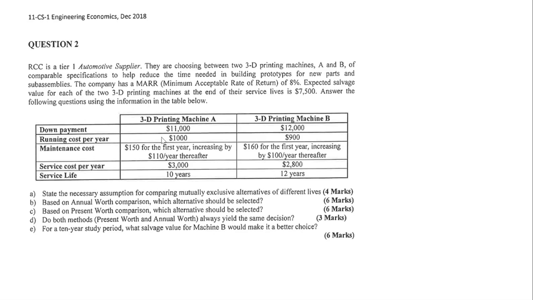According to the table, we can see that they have different service lives, 10 years and 12 years. The down payment is different, the running cost is different, the maintenance cost is different, and the service cost is different. So now let's solve the question. In part A: state the necessary assumption for comparing mutually exclusive alternatives of different lives.